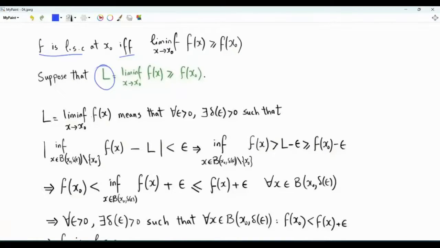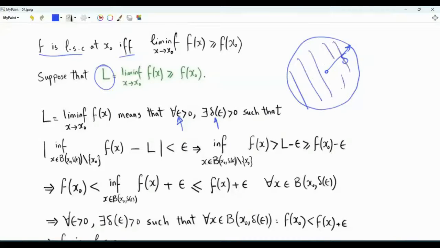What does it mean that L is the limit infimum of f of x as x tends to x0? It means that for any positive epsilon, there is a corresponding positive delta, such that if we compute the infimum of the function f of x over the ball with radius delta and center x0, but we will exclude the center, and then take the difference between the infimum and L, then this difference in magnitude is less than epsilon. No matter what epsilon is, there is always a delta such that we can make this magnitude less than epsilon.